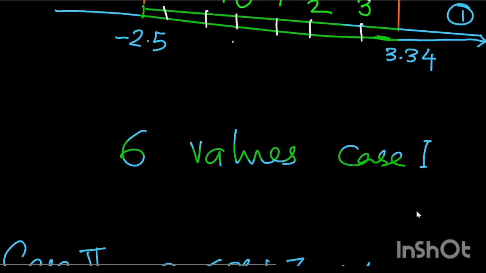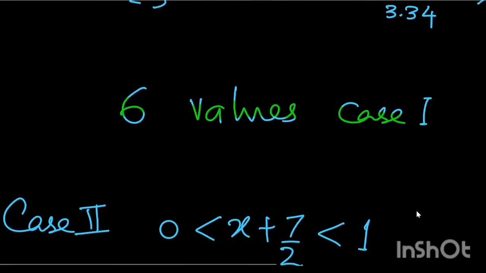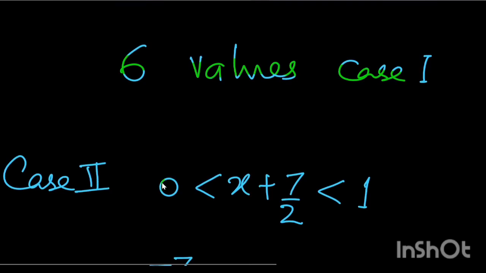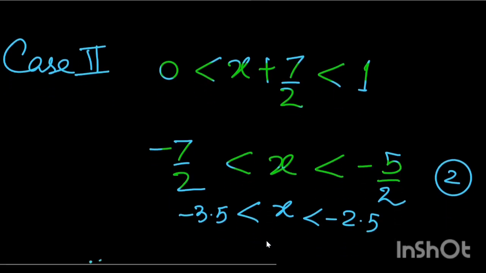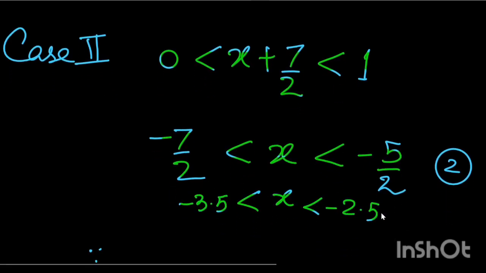Now case 2 we will solve when we assume the base to be what, guys? Yes, in that case we will assume the base to be between 0 and 1. Subtracting minus 7 by 2 from both sides, we will get the base as minus 7 by 2, that is minus 3.5, to minus 2.5.